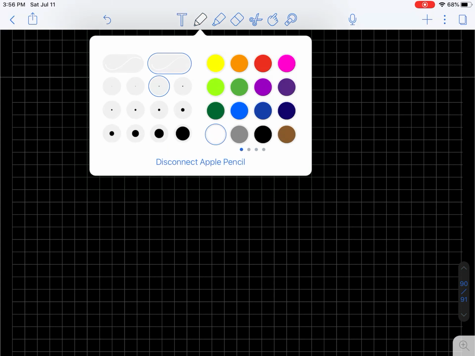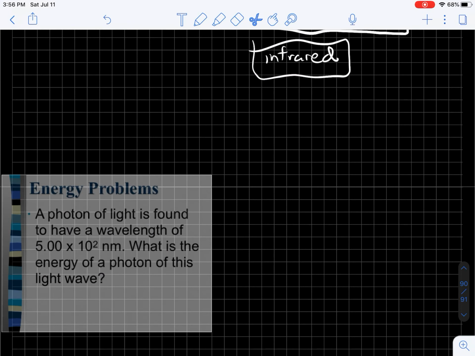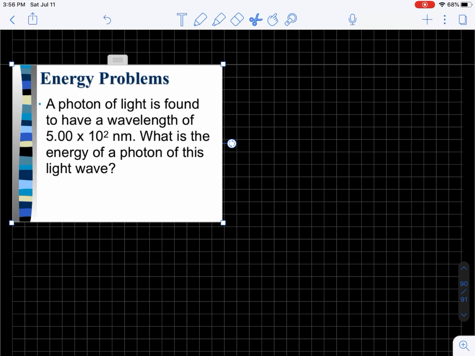Alright, last type of calculation. Okay, suppose they give you this one. A photon of light. Now do understand, photon is the amount of a bundle of energy produced by one electron vibrating. It's only per one electron. And this particular electron vibrates and creates a wavelength of 500 nanometers. What is the energy of a photon of this light wave?